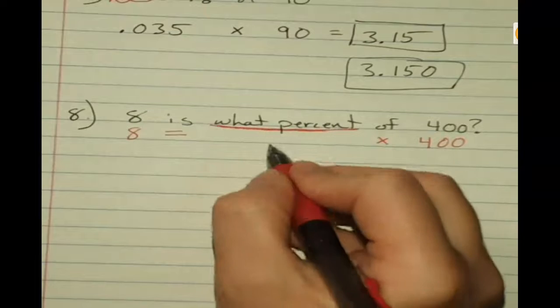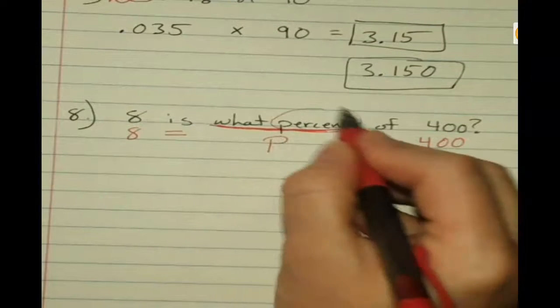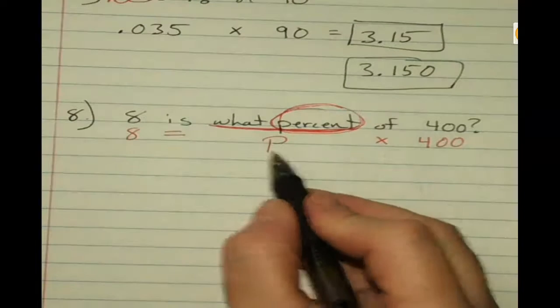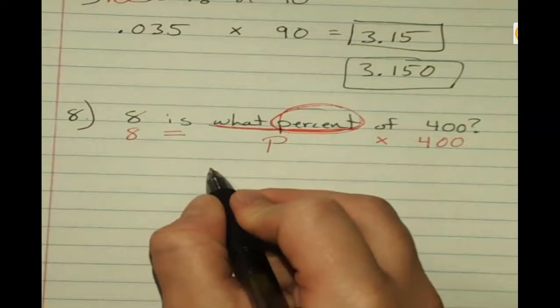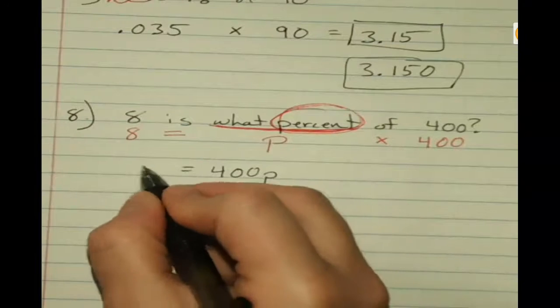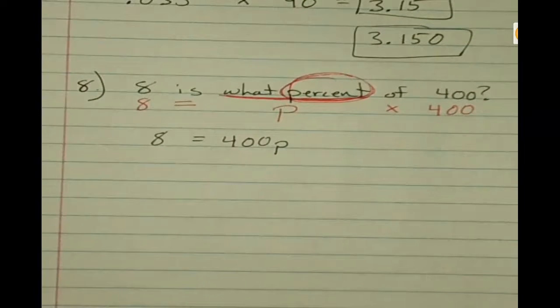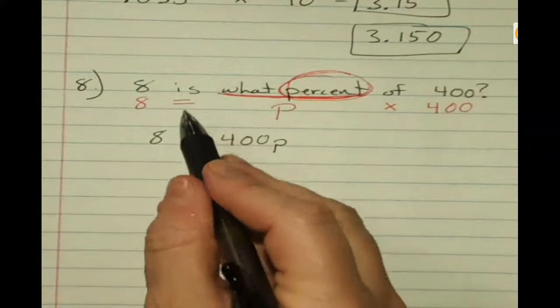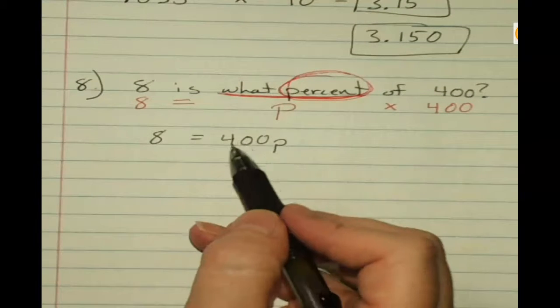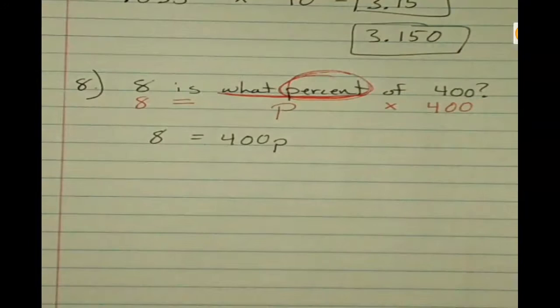P, which is the percent. Do something to help remind you to change it to percent in the end. So what's P times 400? 400 equals 8. See, I'm bringing it all down. 8 equals P times 400, which is 400P. Does everyone see that? You need to write exactly what I'm doing.